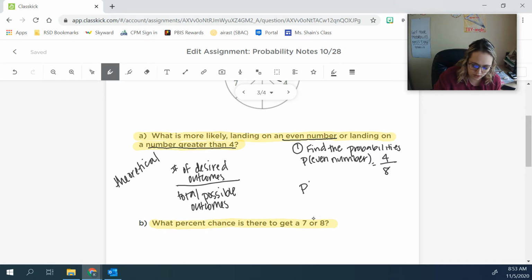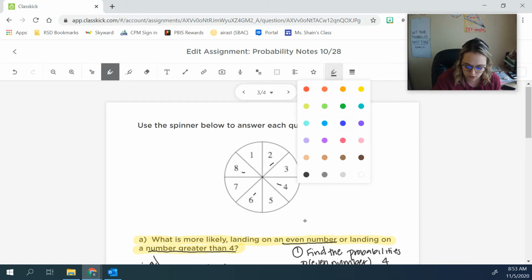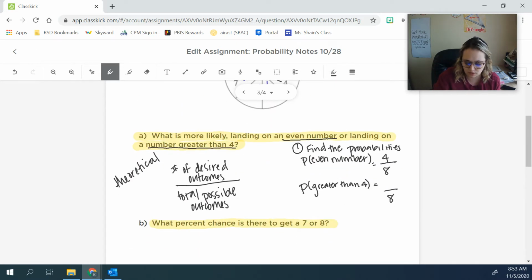All right, now I need to find the probability of a number greater than 4. All right, so I still have 8 total sections on the spinner, right? That didn't change. But now I need to count the numbers greater than 4. I'll do this with a different color. Okay, so 4 does not count. 4 is not greater than 4. 4 is equal to 4. So I have to start with 5. 5, 6, 7, and 8. Okay, I have 4 for this probability as well.